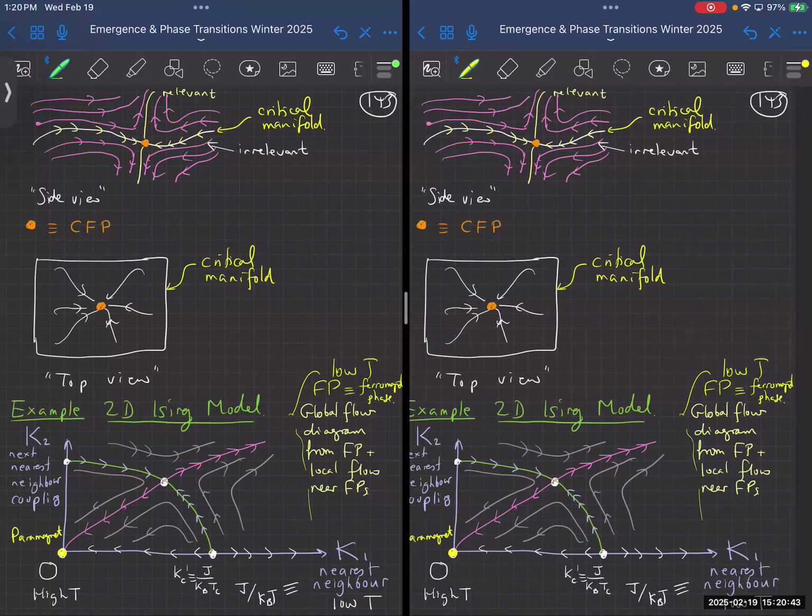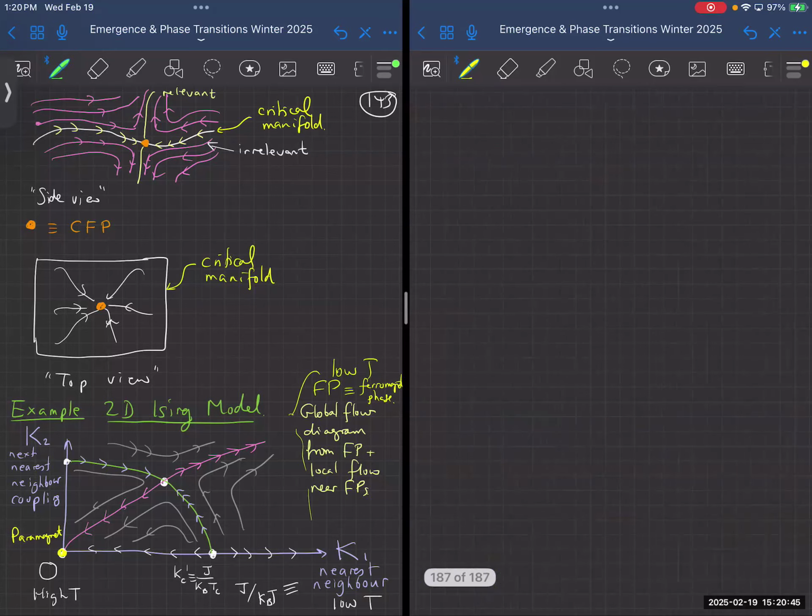So let's put this over here. Let's go to page 144. So what we've just learned from all of this, so some important take-home messages.